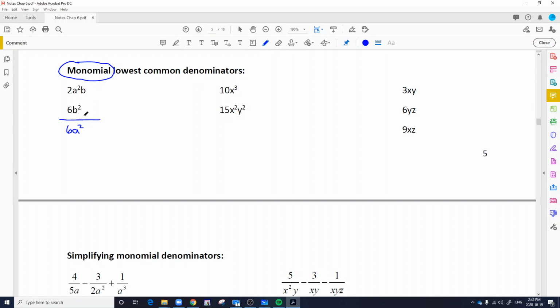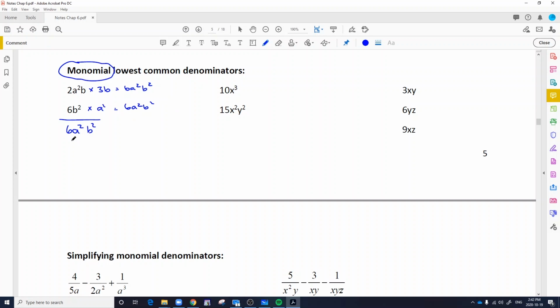And then I have a b and I have a b squared. So I'm going to give it a b squared. So you always have to take the highest variable. When you're doing a greatest common factor, it's the lowest exponent. When you're looking for a lowest common denominator, it's the highest. In other words, I could multiply 2a squared b by 3b to get 6a squared b squared, to get that common denominator. I can multiply 6b squared by just a squared, and then I get that 6a squared b squared.